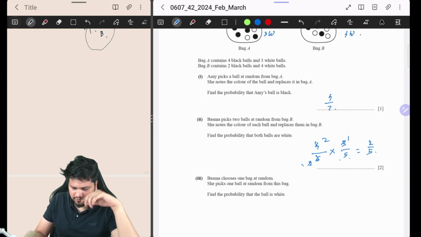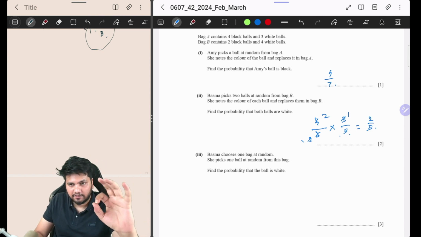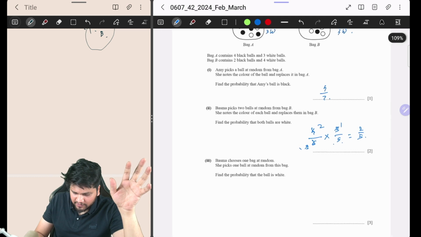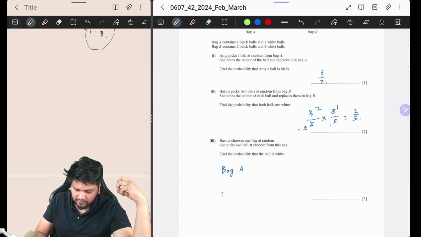Now B chooses one bag at random. She picks one ball at random from this bag. Find the probability that the ball is white. So we are looking only for the white ball. If you want to construct a tree diagram, you can. Otherwise, it's quite simple. We are talking about either bag A or bag B. She will pick either from bag A or from bag B.